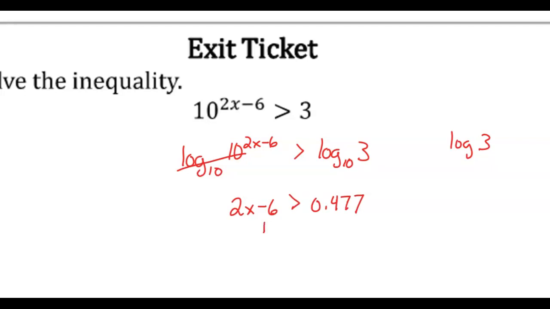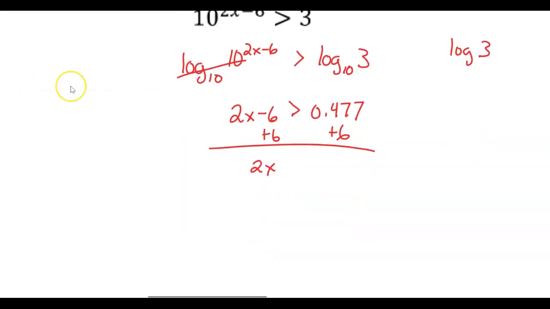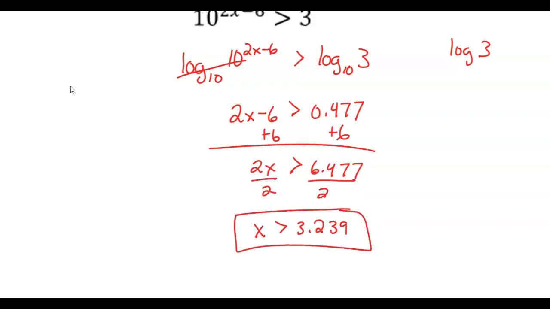And then we're going to add the 6 and divide by the 2. 6.477, and then divide by 2. And you can do all of that in your calculator. 3.239. X is greater than 3.239, and that's our solution.